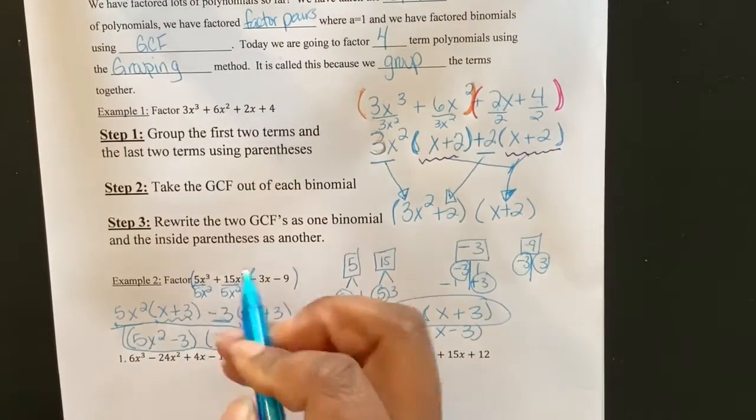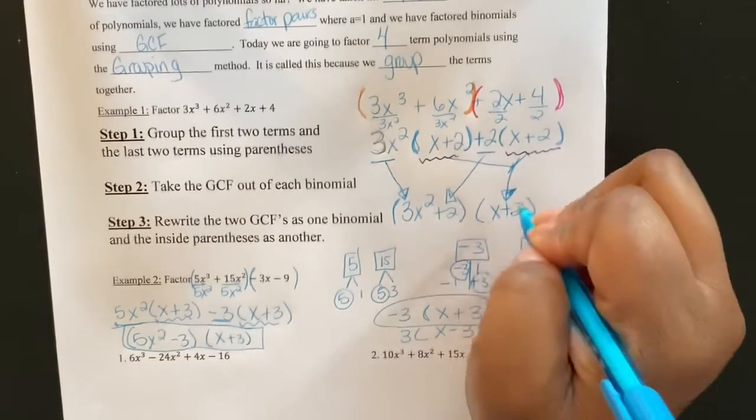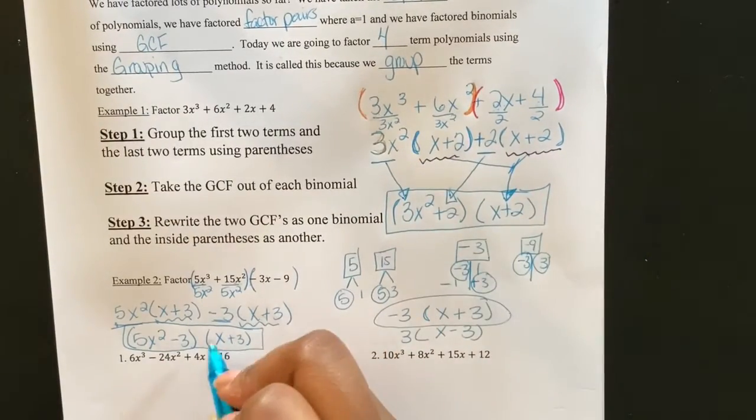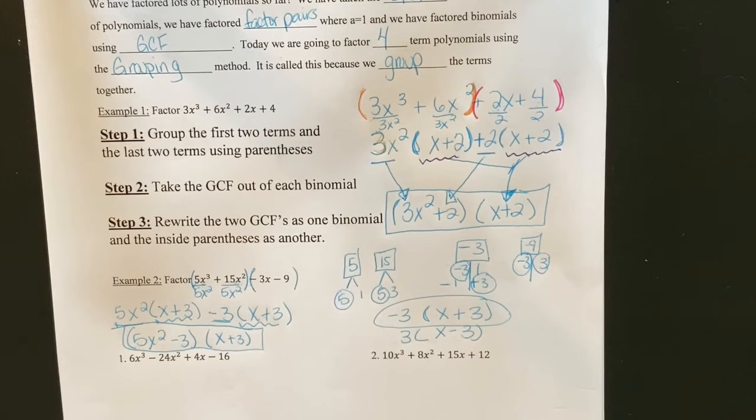So the factors of 5x cubed plus 15x squared minus 3x minus 9 is 5x squared minus 3 times x plus 3. And if you ever get confused, you can always do your FOILs, first, outer, inner, last, to check your answer. For the sake of time, I'm not going to do that here. Let's do some more examples.